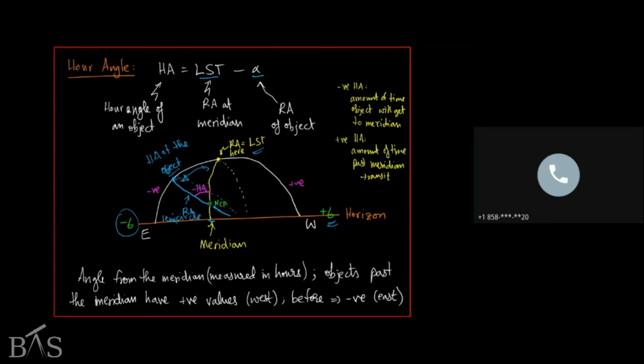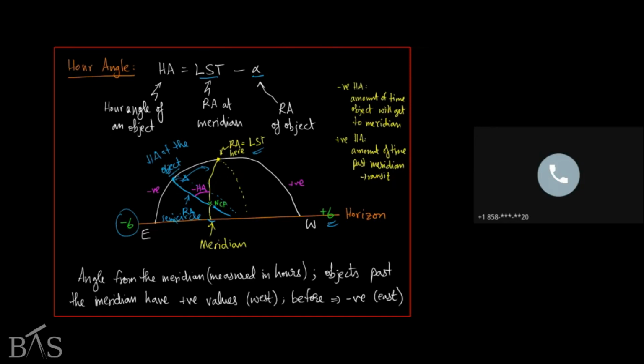The caveat here is, remember that things around the North Pole are circumpolar, right? So if your observing site is right at the celestial equator, yes, you can 100% use this to tell what is visible and what is not visible. But if you are at, let's say, 30 degrees north latitude, then remember that the pole star is always visible, even though its right ascension changes slightly. So it has a slight offset from the pole, right?